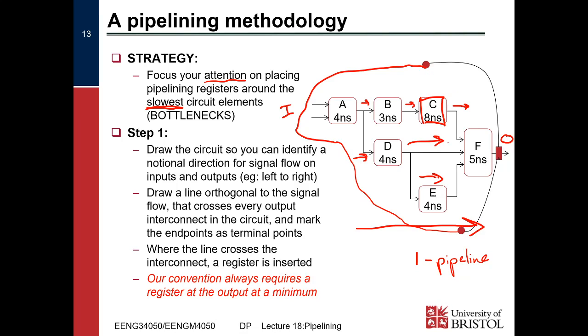Okay, well, obviously we want to reduce. So if we look at the maximum delay through this circuit, the worst delay is going to be 4 plus 3 plus 8 plus 5, so that's 7, 15, so this is 20 nanoseconds. Our clock frequency will be 50 megahertz here. Let's make it a bit better.